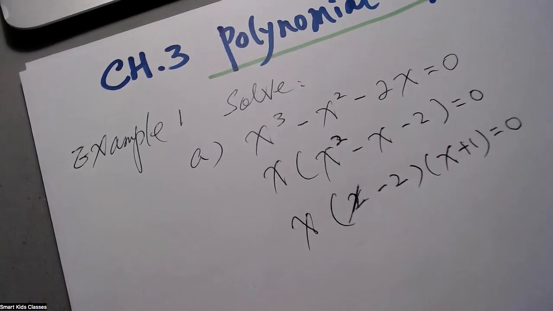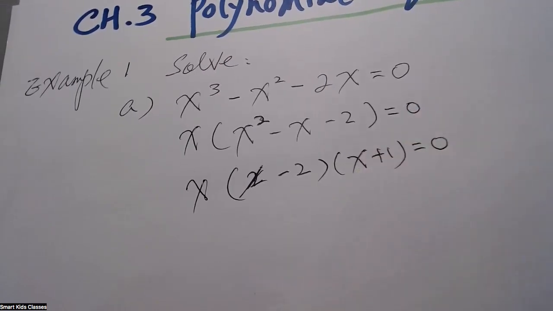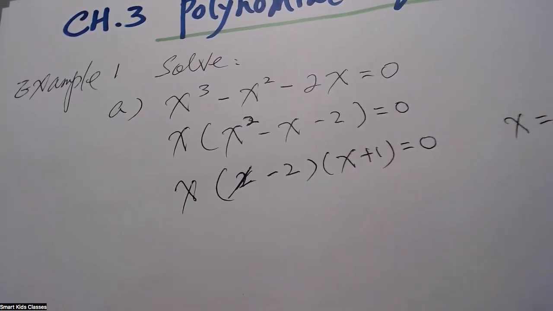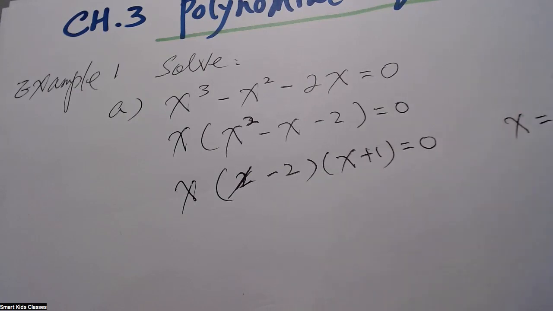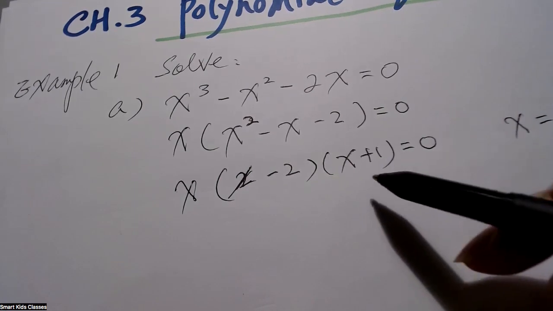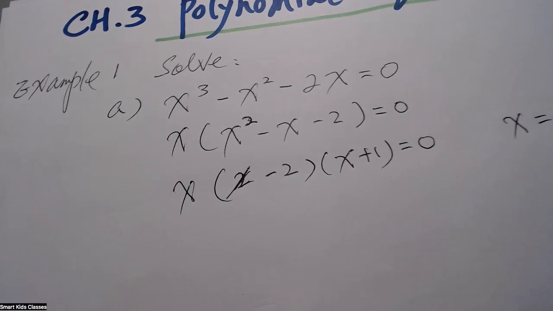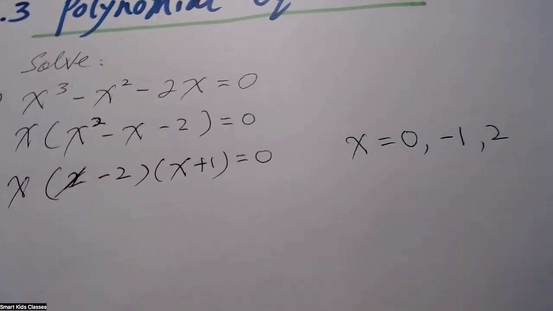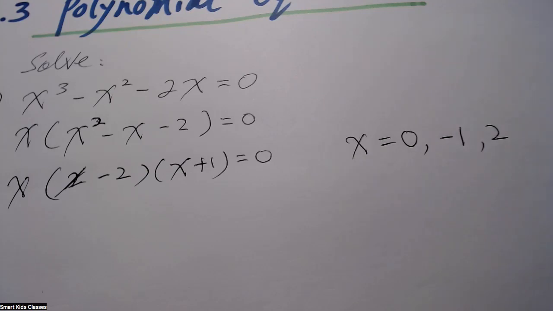Now, x equals how much? The first one is x equals 0. The second one, we solve the x-intercept: x equals 2. And this one, x equals -1. So therefore, there are 3 solutions for this polynomial function. Let's do the next one.